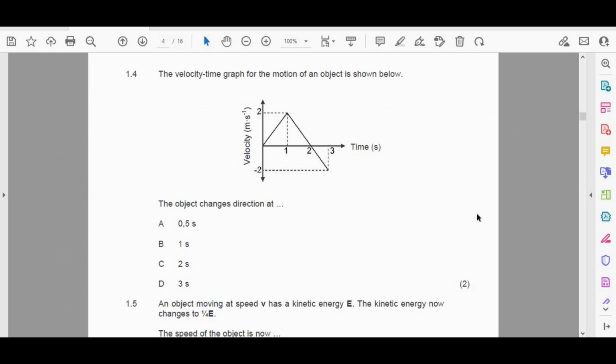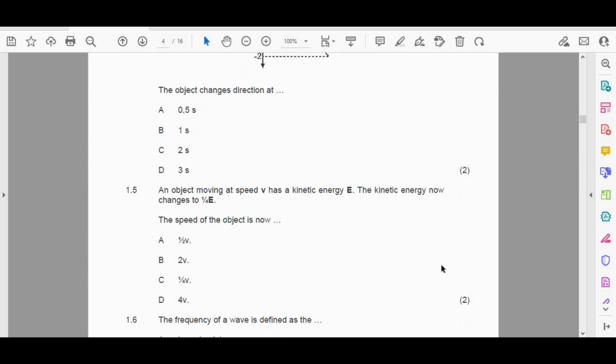1.5 says an object moving at speed v has a kinetic energy E. The kinetic energy now changes to a quarter of what it originally was. The speed of the object is now... okay, cool. So this is a calculation question. All right, let's have a look here.